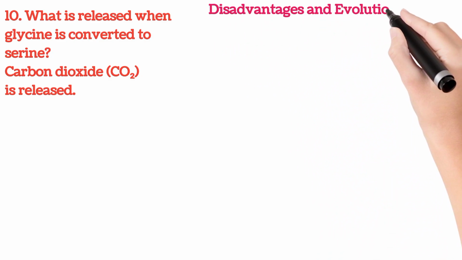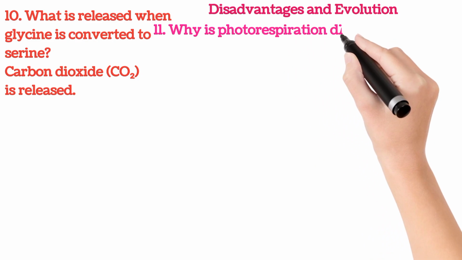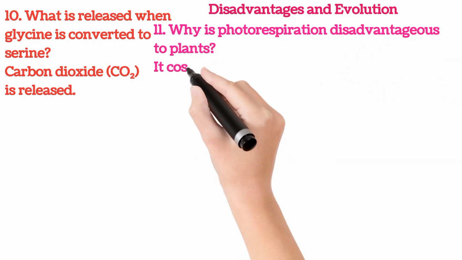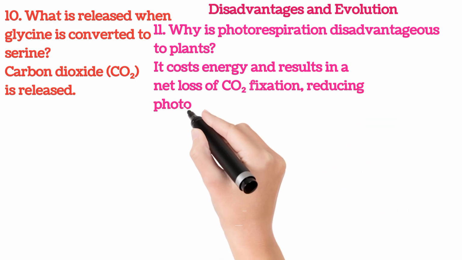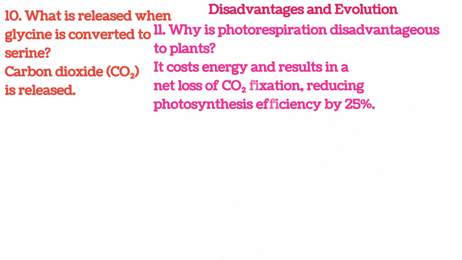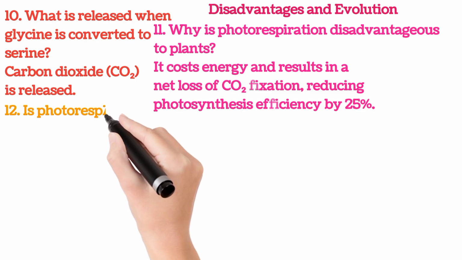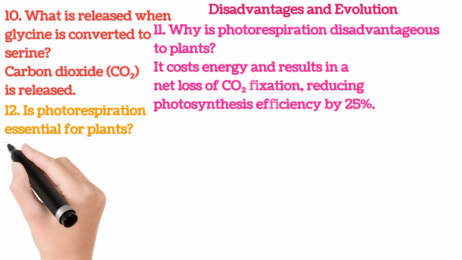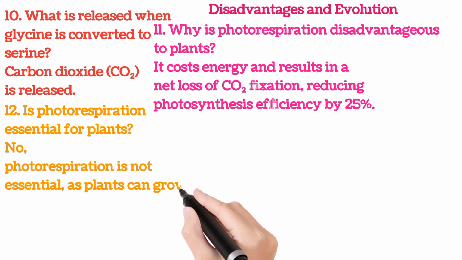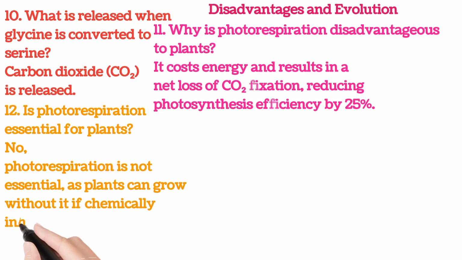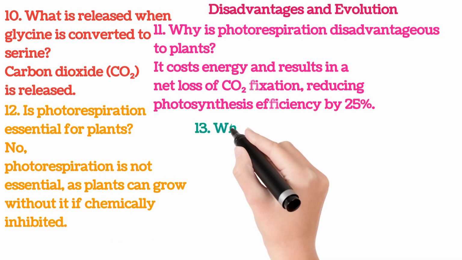Disadvantages and evolution. 11. Why is photorespiration disadvantageous to plants? It costs energy and results in a net loss of CO2 fixation, reducing photosynthesis efficiency by 25%. 12. Is photorespiration essential for plants? No. Photorespiration is not essential, as plants can grow without it if chemically inhibited.